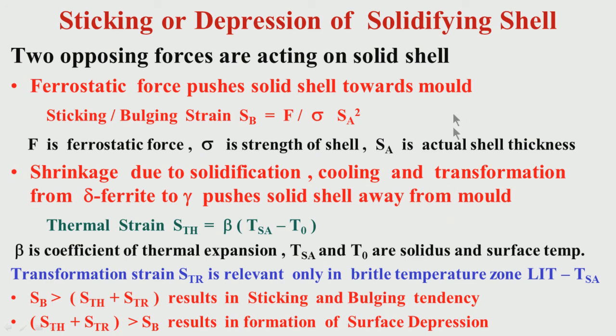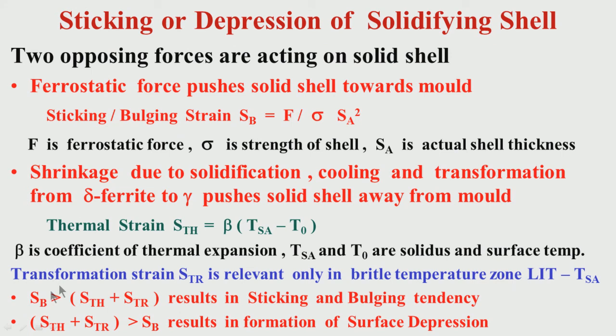So, these two are opposing forces, please try to remember. Which force is more, which strain is more, will determine whether there will be sticking or bulging or there will be shrinkage. This is a very important concept, try to understand. Certain grades of steel are prone to sticking or bulging, and certain grades are prone to shrinkage. This is because of this consideration. It depends on the ferrostatic force, the strength of the shell and the thickness of the shell. These will determine the bulging or sticking strain.